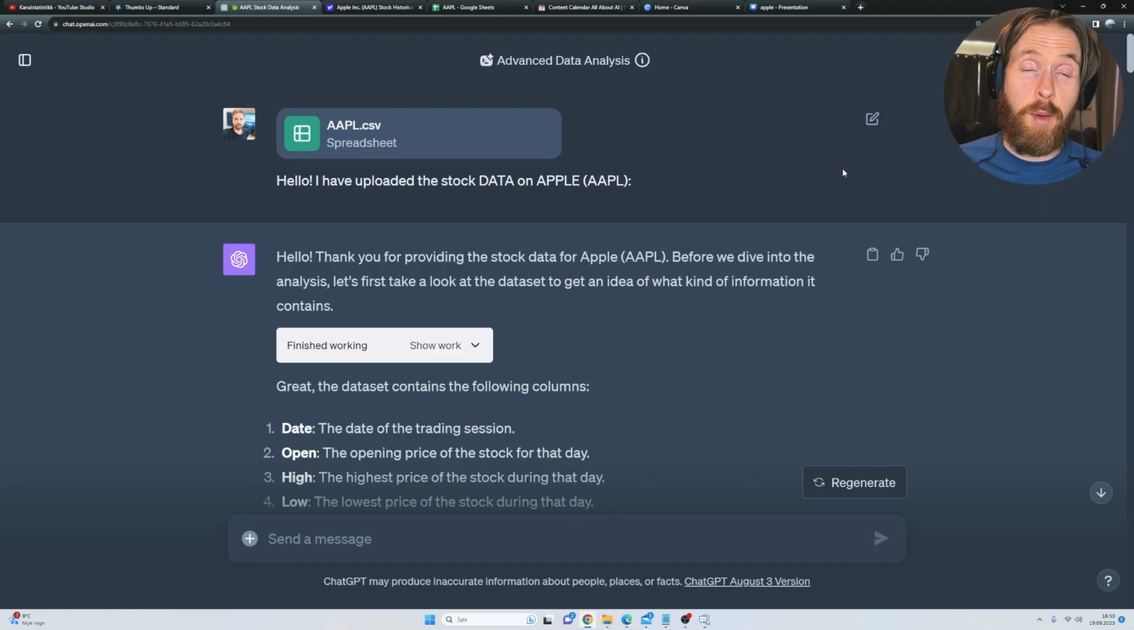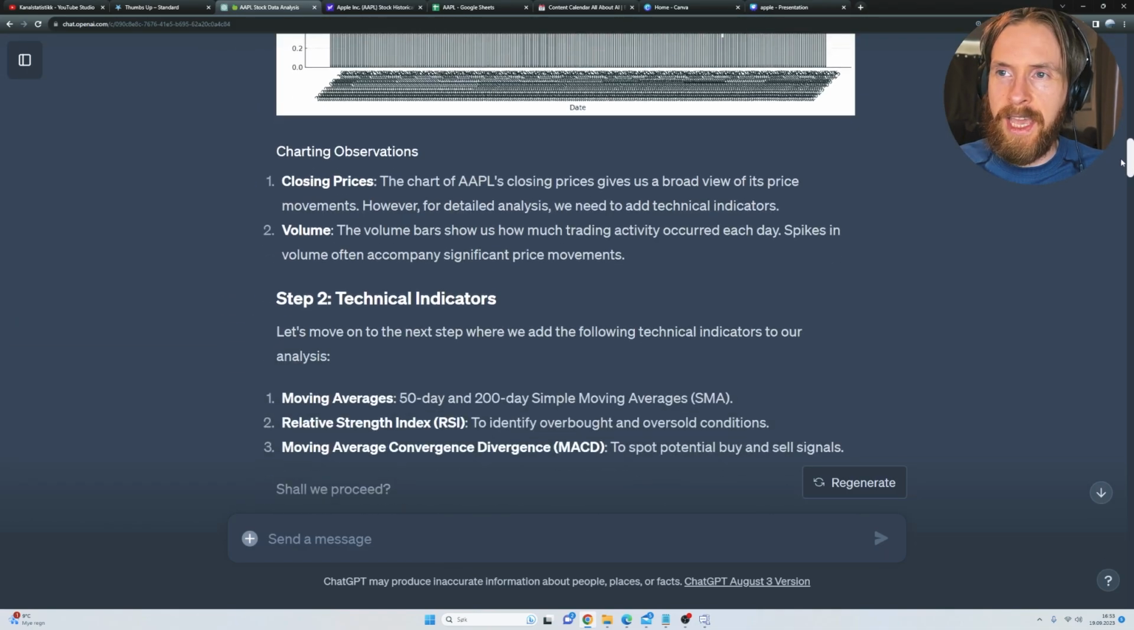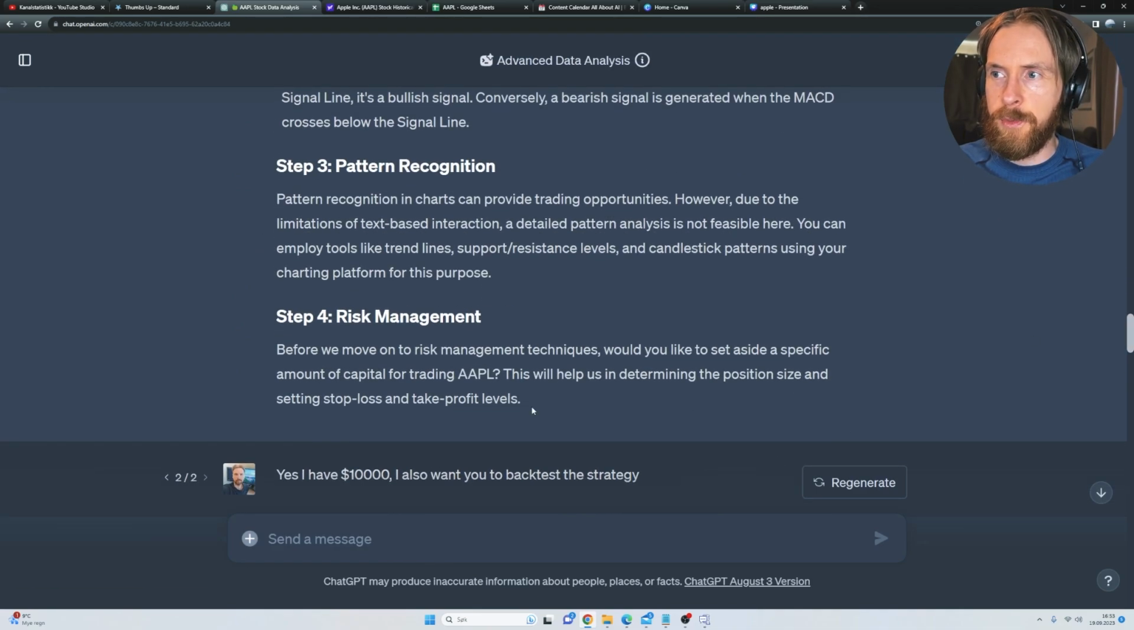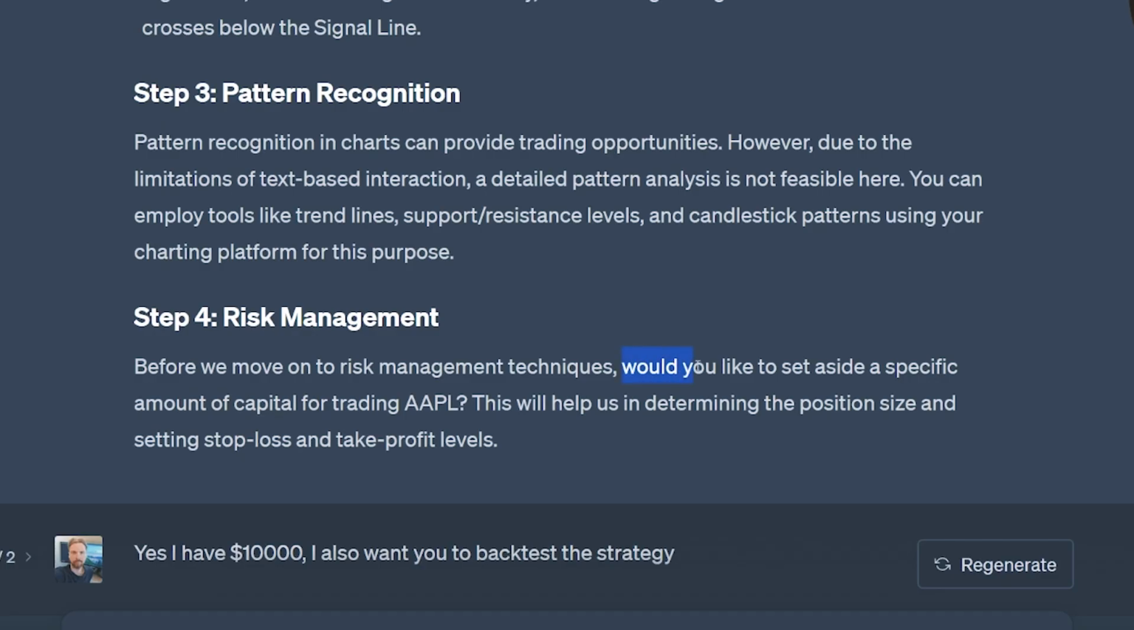Okay, so of course this is going to be pretty similar to what we just did. I uploaded the data. It goes through basically every step we just went through. But when it comes down here to risk management, it asks, would you like to set aside a specific amount of capital for trading Apple? This will help us determine the position size and set stop loss and take profit levels.